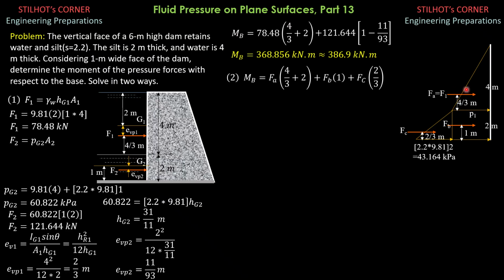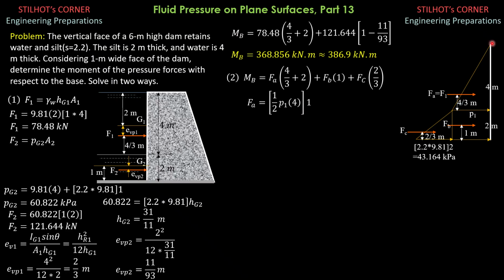Now FA equals the volume of this pressure diagram, which is 1/2 of P1 times 4 times the length perpendicular to the screen, which is 1. So FA equals 1/2 of pressure 1 times 4 times 1. This is the volume of the pressure diagram, where this expression inside the brackets is the area of this triangle, because volume is simply the area of the triangle times the width perpendicular to the screen, which is always 1 meter.